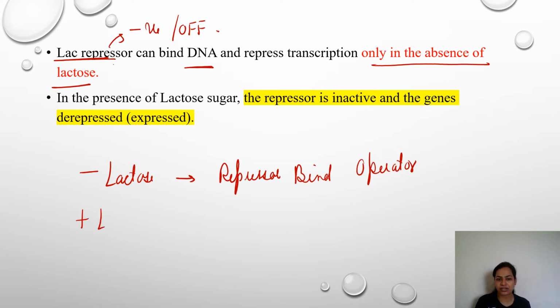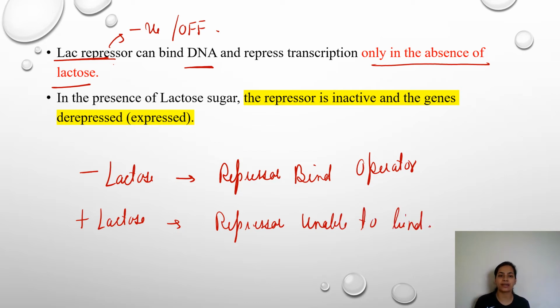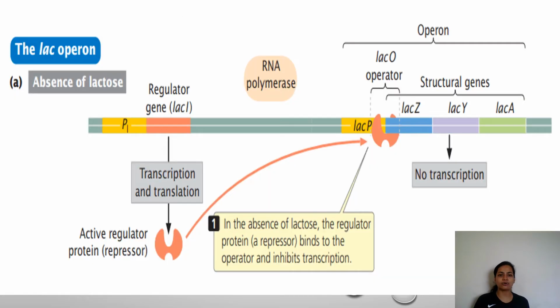If there is lactose, then the repressor will be unable to bind. It will be unable to bind to the operator. In the presence of lactose sugar, the repressor has to be inactivated. The repressor will become inactivated, and the genes are de-repressed, meaning the genes are expressed. How does it happen? Let us try to understand.